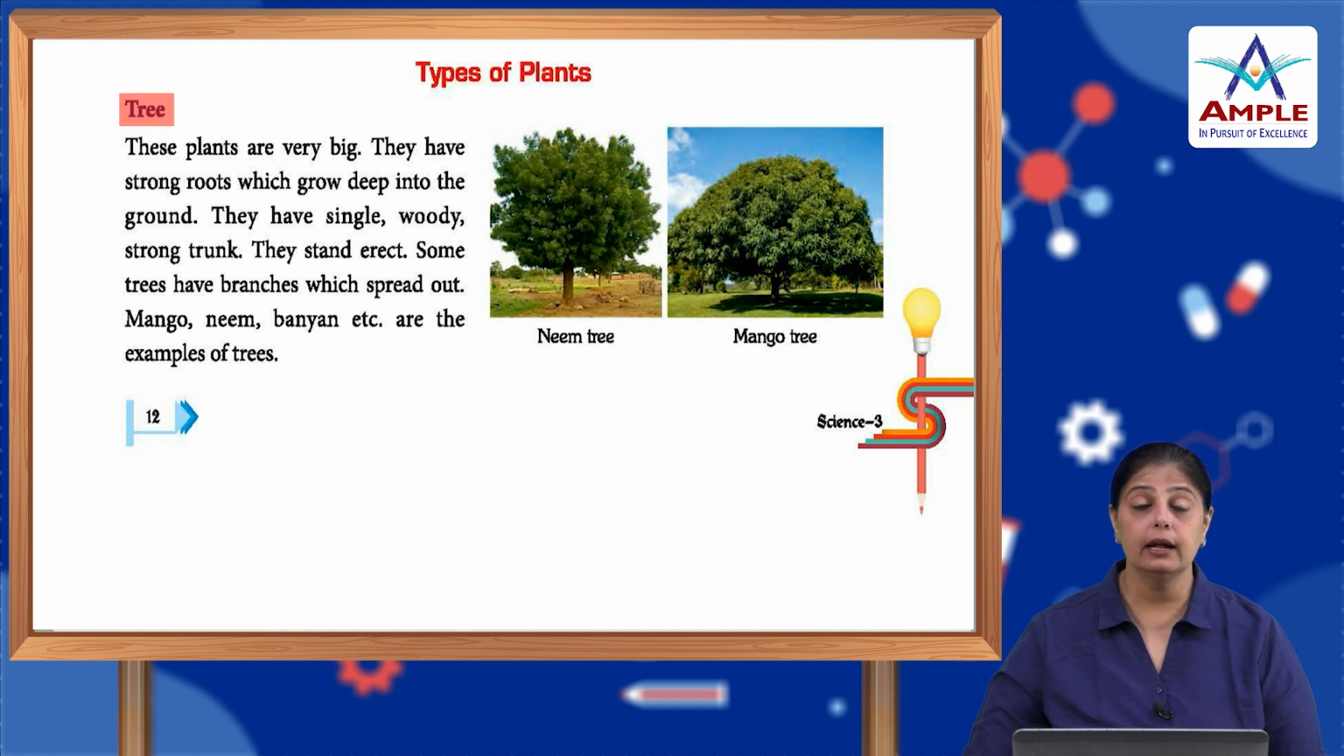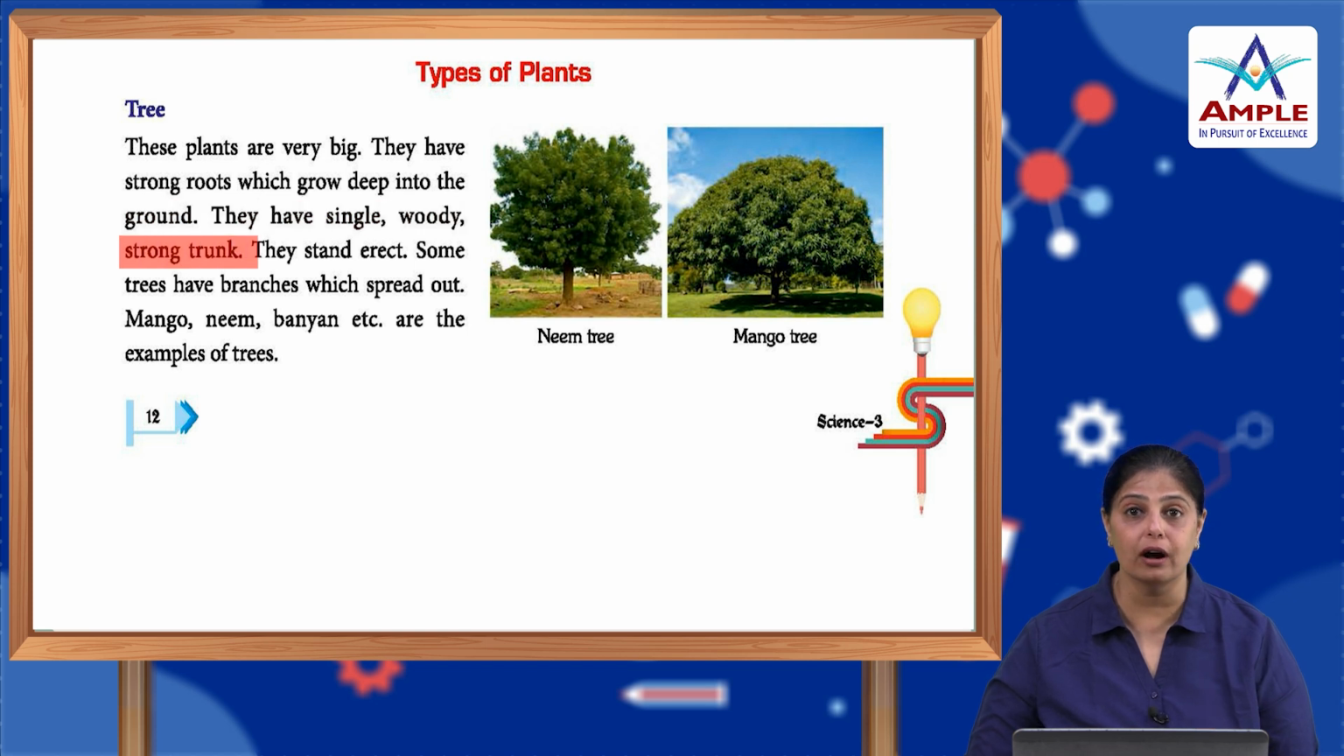Tree. Now, what are trees? These are big plants. They have strong roots which grow deep into the ground. They have a single woody strong trunk. They stand erect. Some trees have branches which spread out. Mango, neem, banyan, etc. are examples of trees.